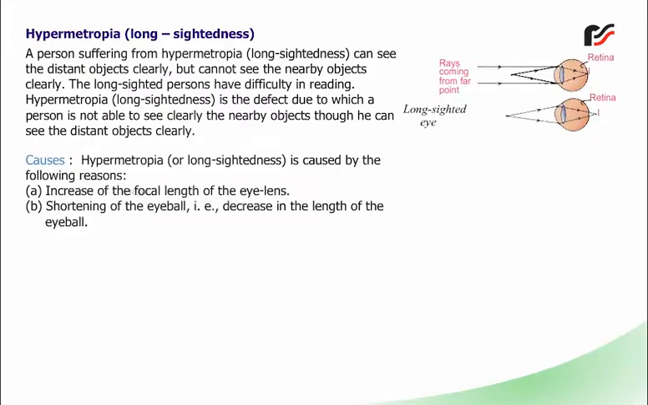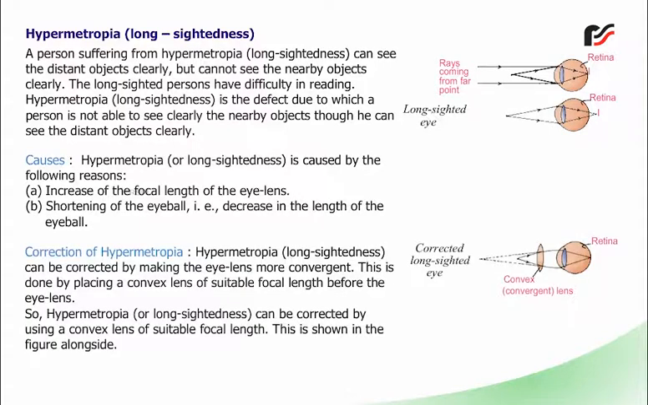Causes. Hypermetropia or long-sightedness is caused by the following reasons. A. Increase of the focal length of the eye lens. B. Shortening of the eyeball, that is, decrease in the length of the eyeball.